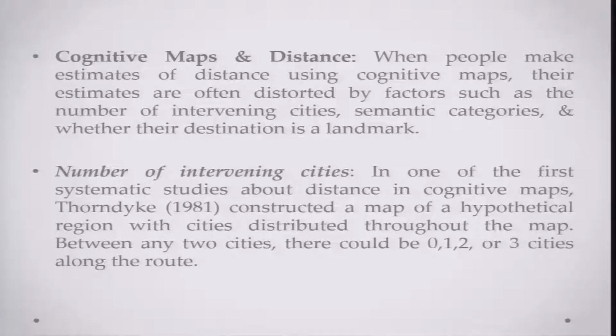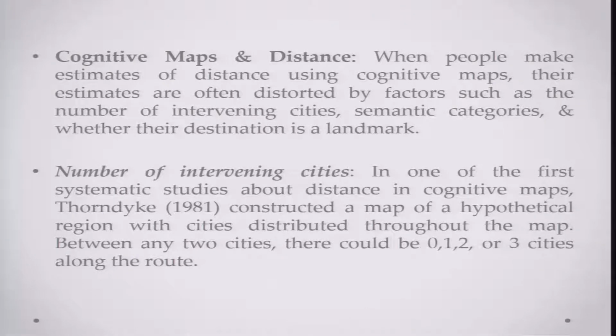There has been a lot of research with respect to how people traverse distances in these cognitive maps. When people are making their estimates of distance using cognitive maps, their estimates have often been found to be distorted by factors such as the number of intervening cities between two places, the semantic categories the two things belong to, or whether the destination they are traveling to is an important landmark destination or a mundane non-landmark destination. We will talk about this now. First, the number of intervening cities.